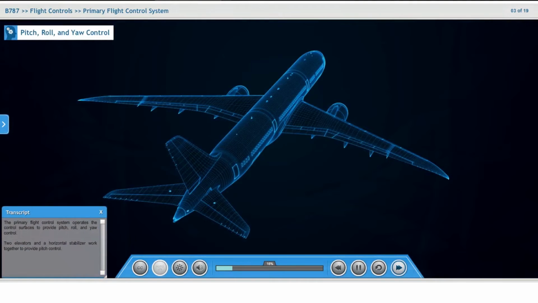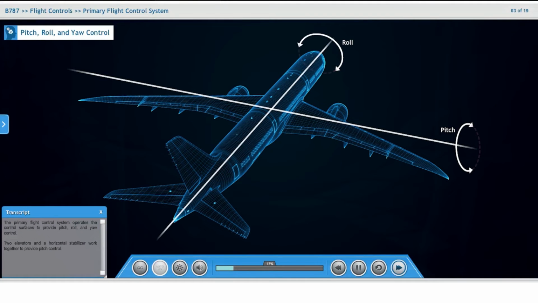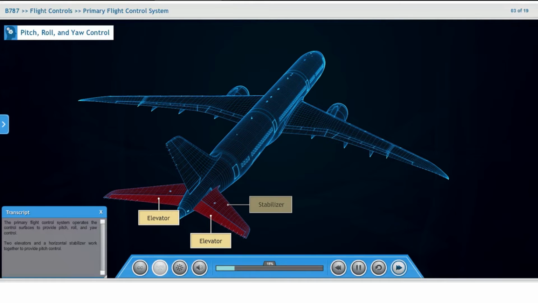The primary flight control system operates the control surfaces to provide pitch, roll, and yaw control. 2 elevators and a horizontal stabilizer work together to provide pitch control.